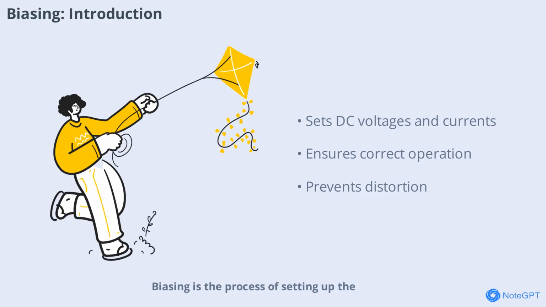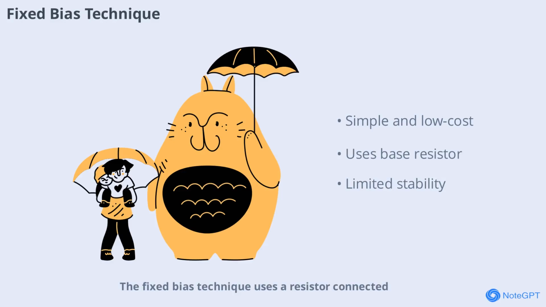Biasing is the process of setting up the correct DC voltages and currents in a transistor circuit. Proper biasing ensures that the transistor operates in the desired region, whether as an amplifier or a switch. Without correct biasing, the transistor may not function as intended, leading to distortion or malfunction. A fixed bias technique uses a resistor connected to the base to set the base current.